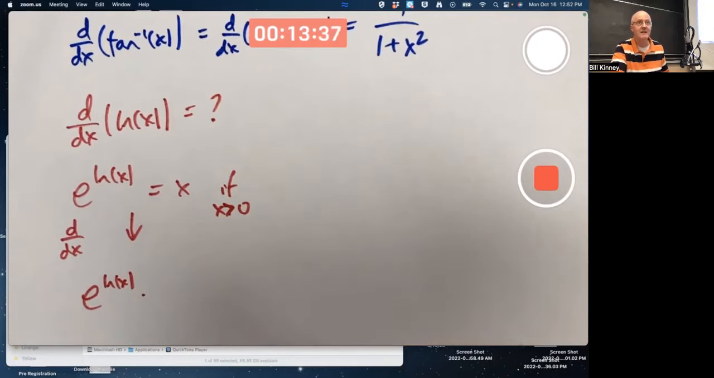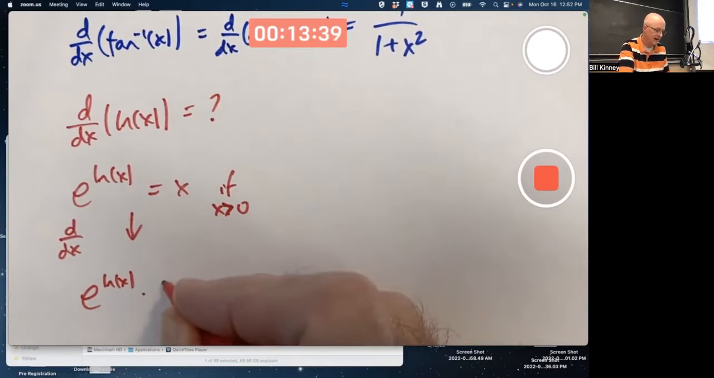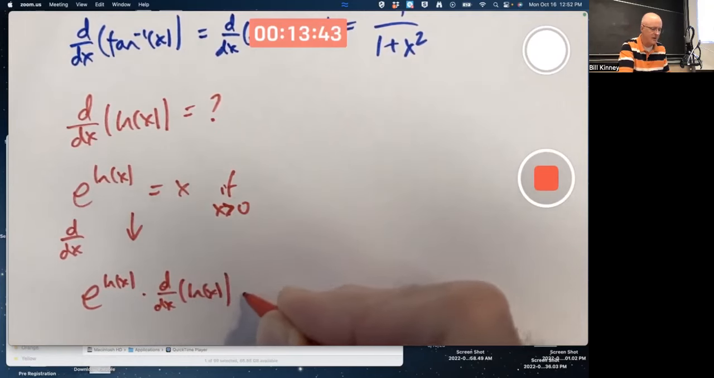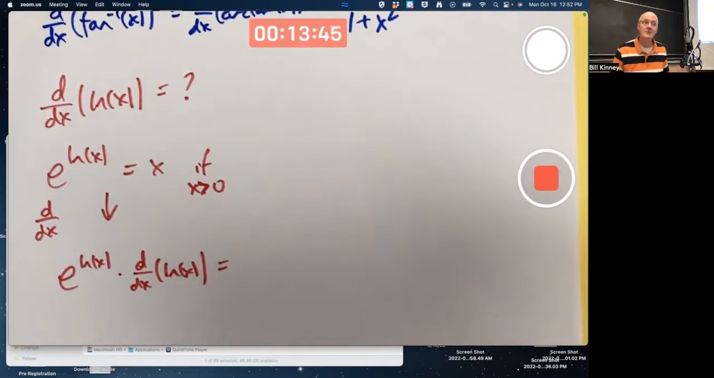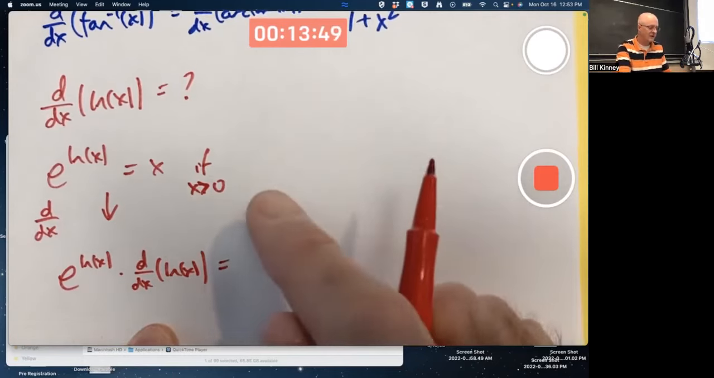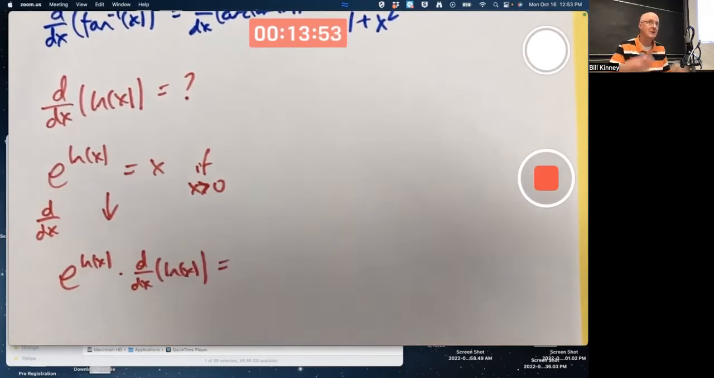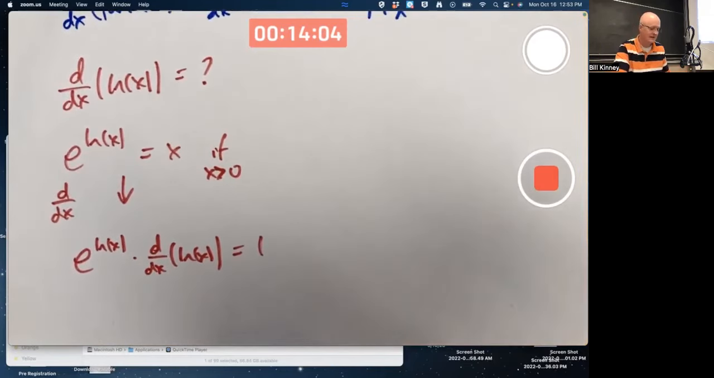Then multiply times the derivative of that inside function, d dx of natural log of x, which I'm pretending I don't know the answer to. So I have to leave it like that. If I differentiate the left side with respect to x like that, I have to do it to the right side too, just like in algebra, where you add or multiply the same thing on both sides. Here we are differentiating both sides. When you differentiate x, you get 1.